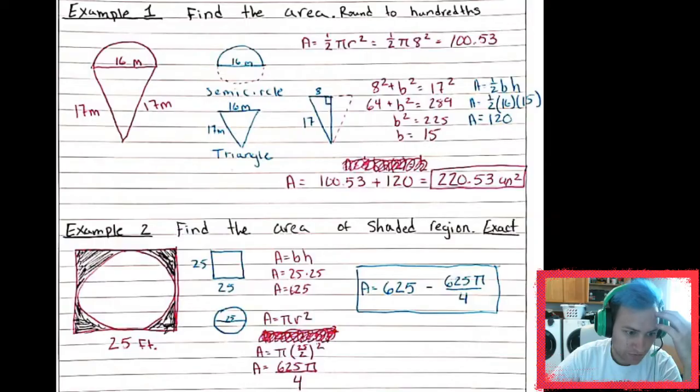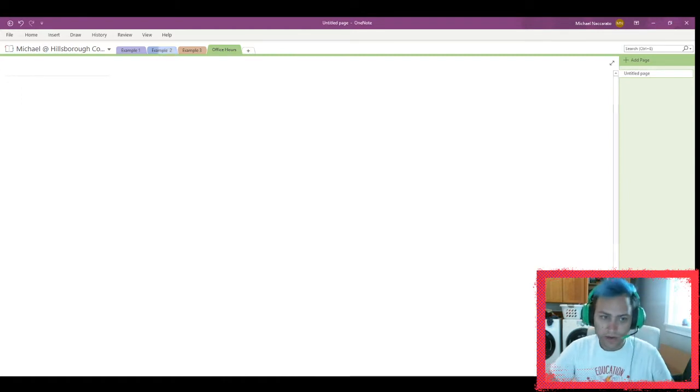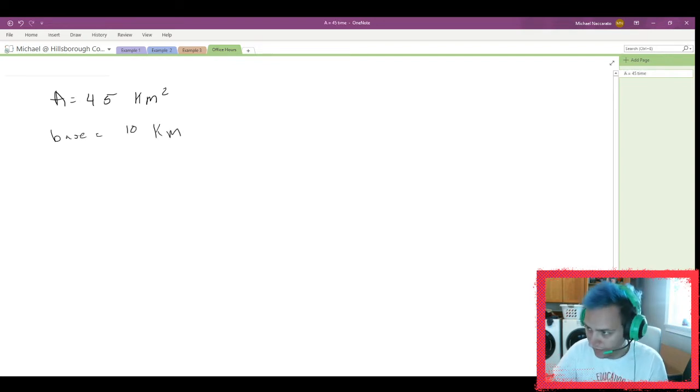Let me switch this over. Nope, not that, not that, not that, that. That's what I want. Okay, so the geometry, sorry for my dog, she's screaming. Geometry, it says a triangle has an area of 45 kilometers squared. And then the base is 10 kilometers. And then it says find the height.